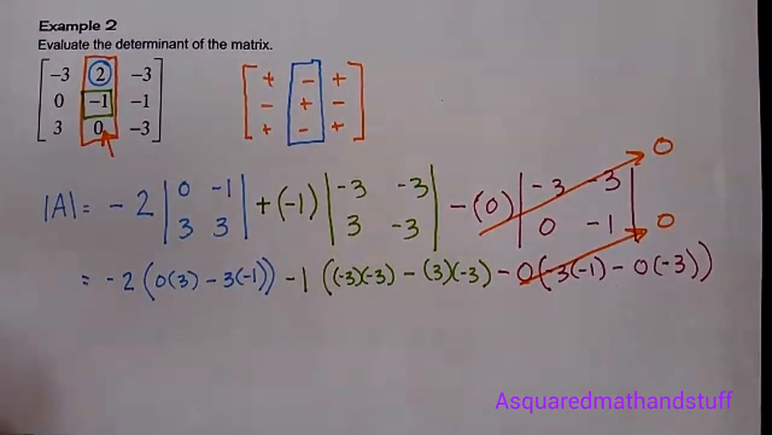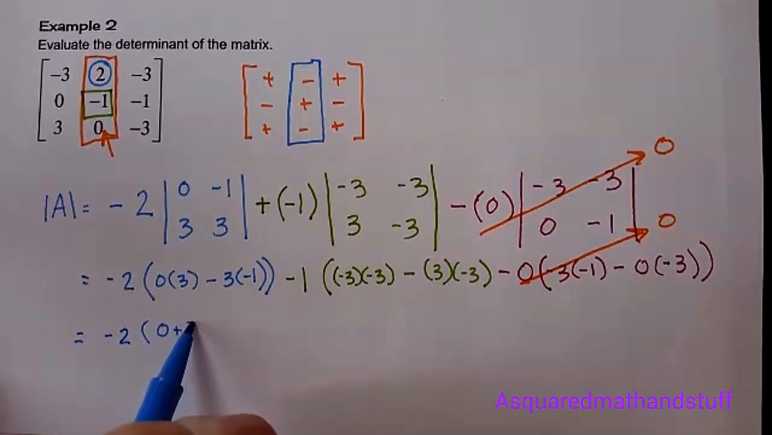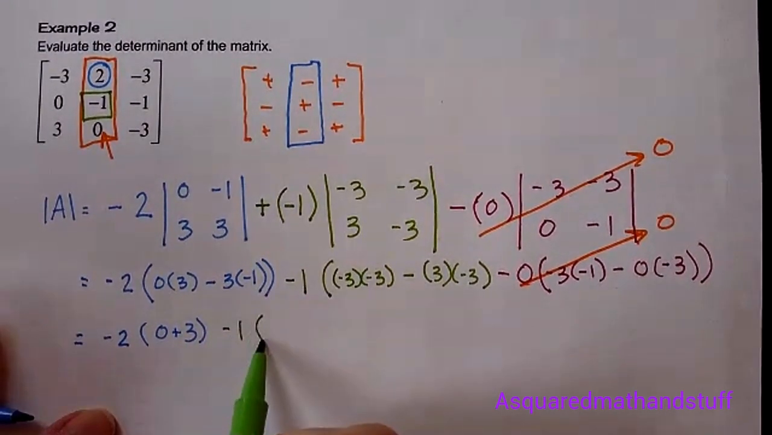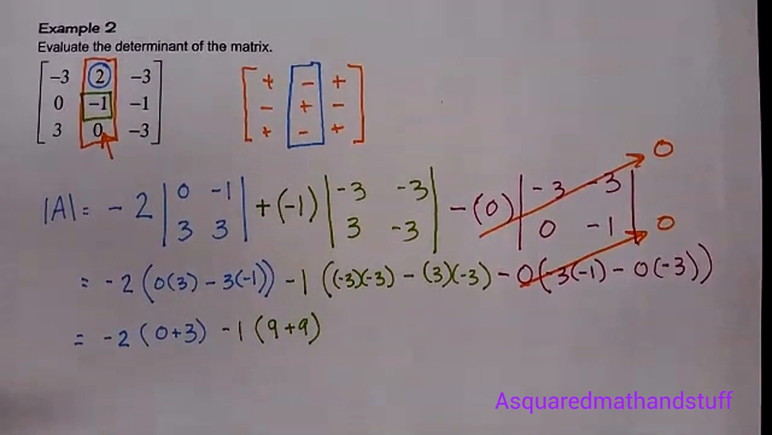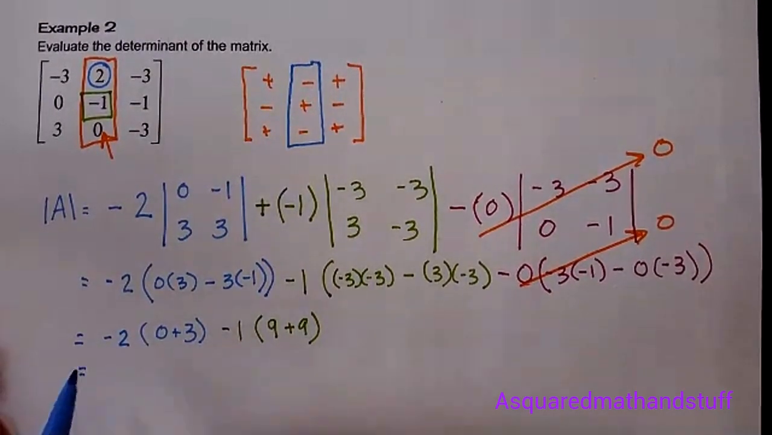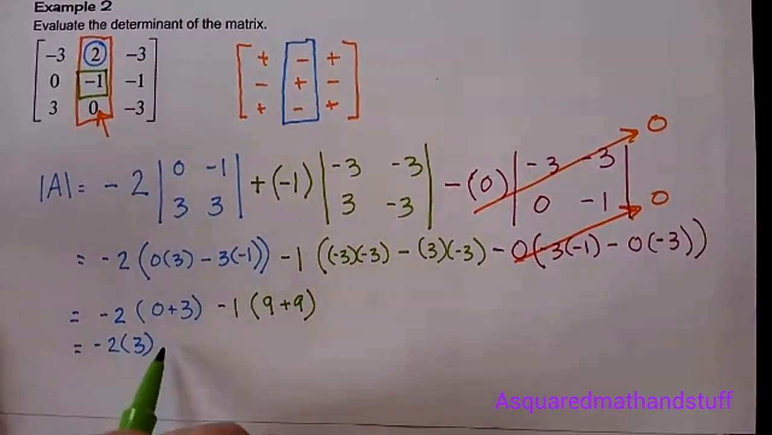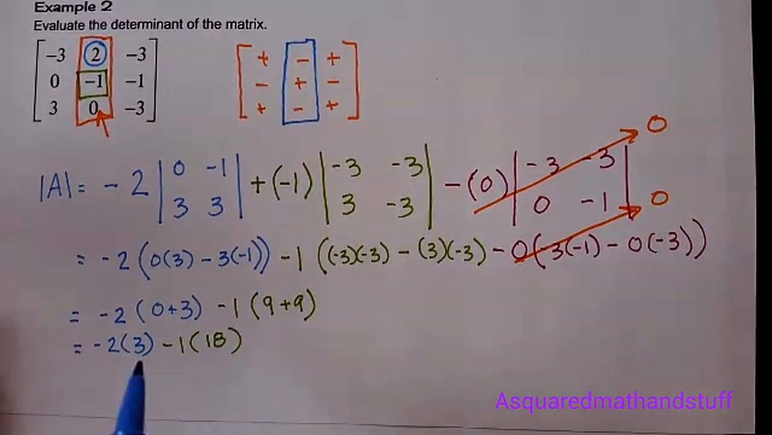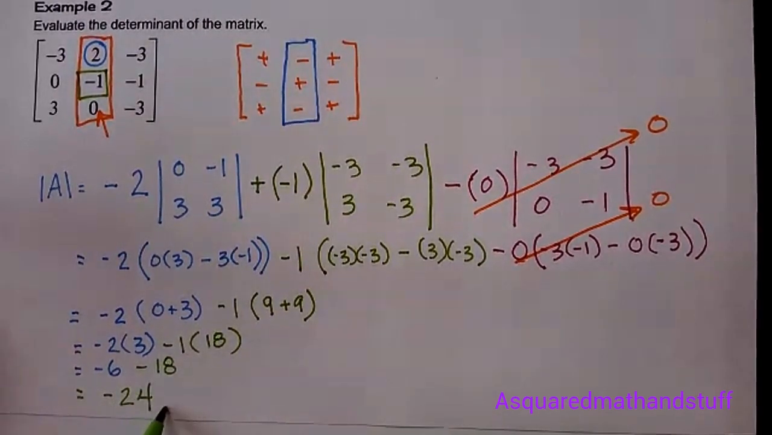Let's finish this off. We then have a negative 2 times 0 plus 3, and then a negative 1 times 9 plus 9. All right. Multiplying all of this together, we end up with a negative 2 times 3 minus 1 times 18. So negative 6, negative 18, for a final answer of negative 24.